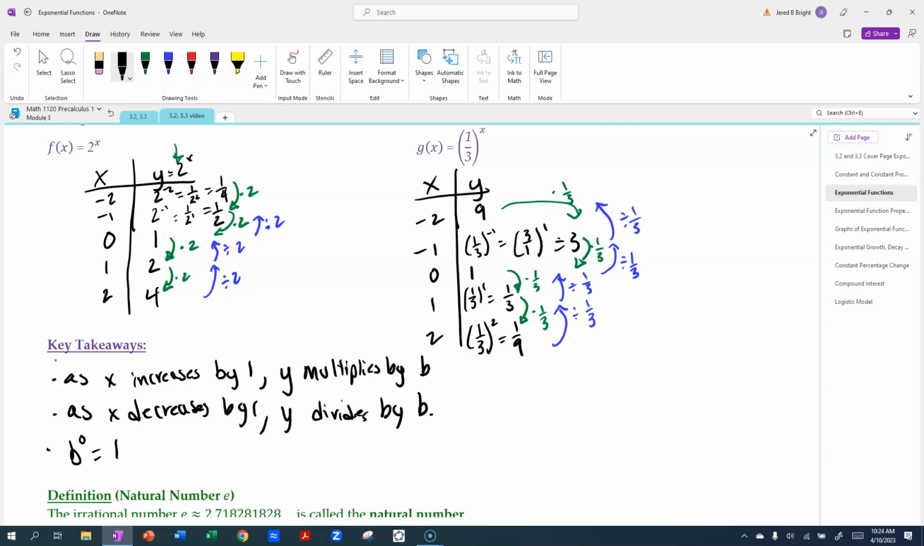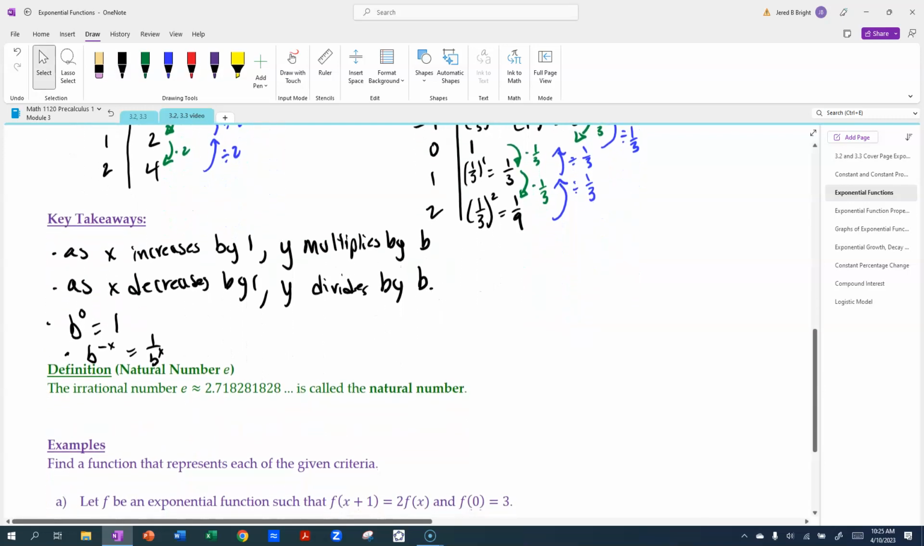to the 0 power is 1, and then also if you have b to the negative x, that's the same as 1 over b to the x. If you need to remember those other exponent properties, feel free to look them up too. A quick search of exponent properties can get things going for you.